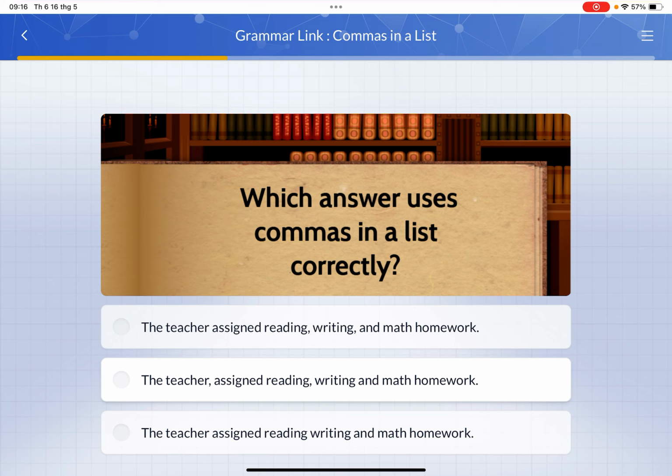But what about the third choice? Well, the third choice doesn't even have any comma, which doesn't help separate it, and all of them just stick together, so it doesn't quite make sense. So the first choice would be correct.